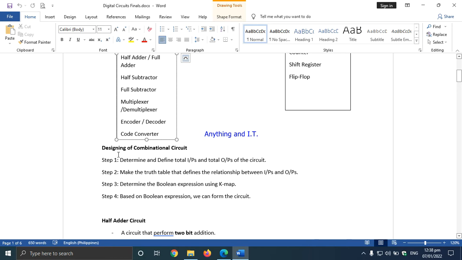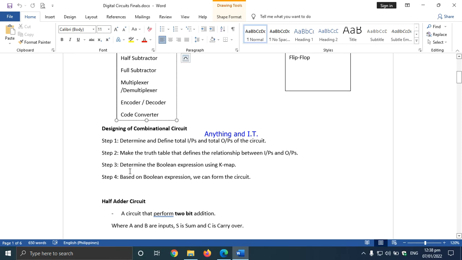In combinational circuit, we have 4 steps in designing the combinational circuit. The first step is to determine and define the total number of inputs and total number of outputs of the circuit. So, aalamin natin dyan kung ilan ba yung magiging input natin at ilan ba yung ina-expect natin na magiging output. For step 2, we will make the truth table, which is ginagawa na natin with our previous lessons. This truth table will define the relationship between inputs and outputs.